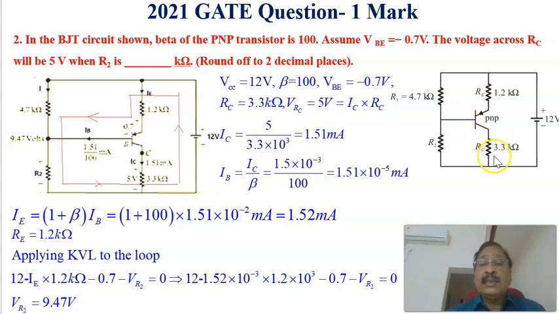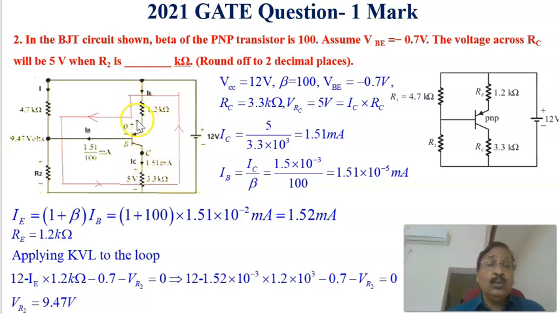Collector current and base current are related by IC by IB equal to beta, or IB equal to IC by beta, or 1.51 into 10 raised to minus 3 divided by 100, or 1.51 into 10 raised to minus 5, that much ampere. 1.51 divided by 100 milliampere is the base current, and 1.51 milliampere is the collector current.